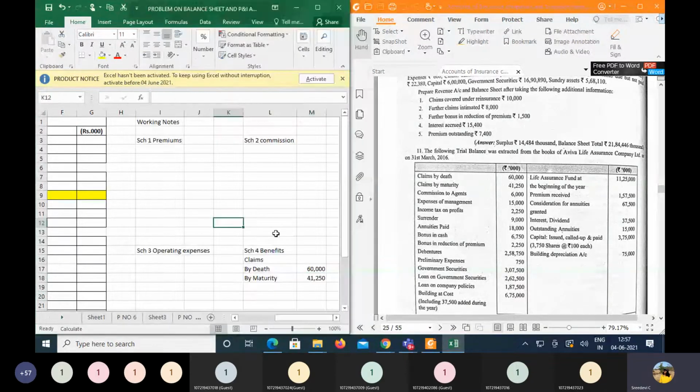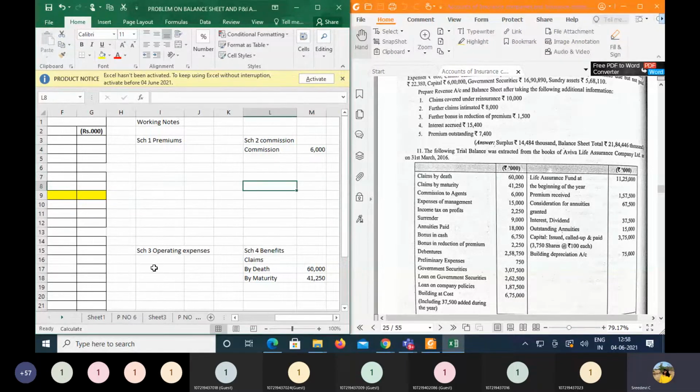Next, we have commission to the agent. So commission will be taken under schedule number 2. What I'm doing here is, wherever adjustments are given, I'm first showing those items in the working notes, and if there are no adjustments, then directly we can put them in the relevant statements, that is either the revenue account or the balance sheet. So here we have the commission. Commission here is 6,000 rupees.